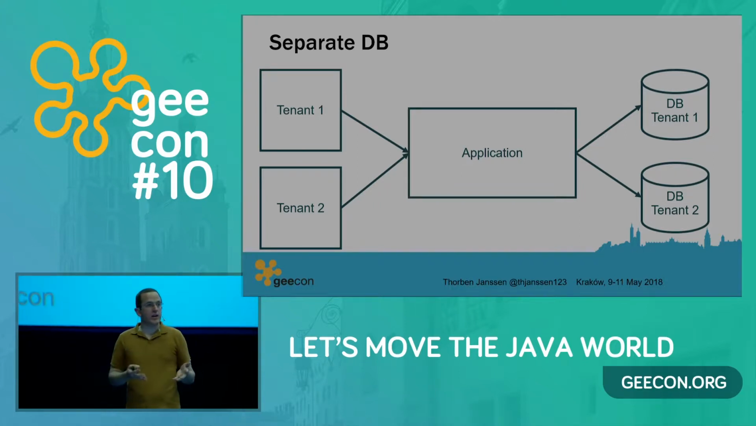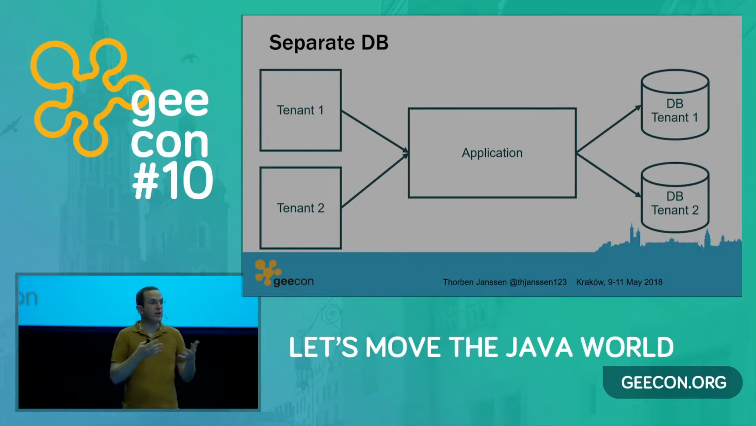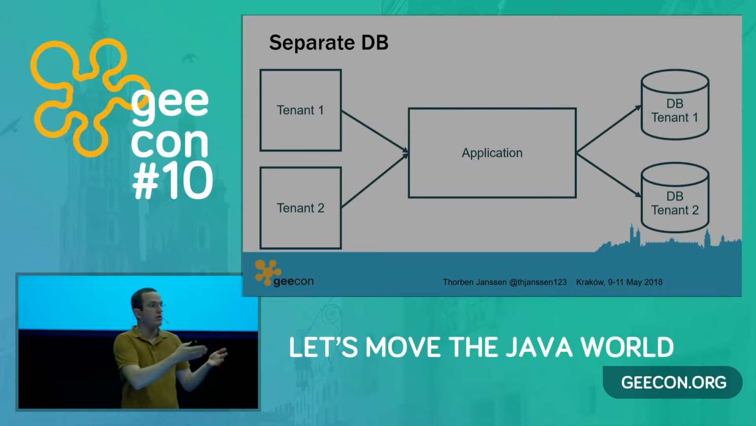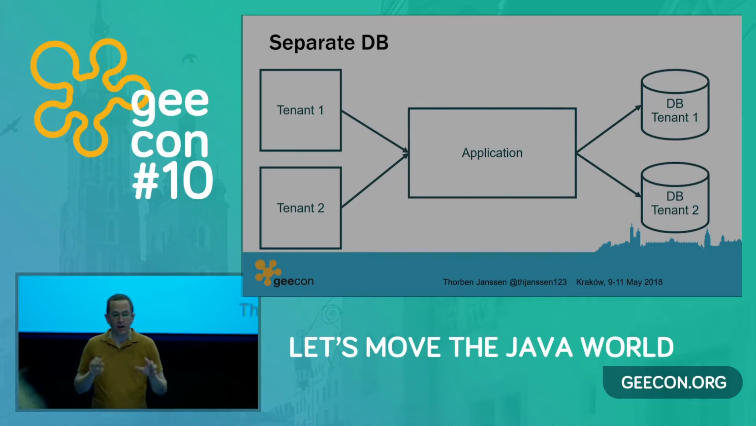So with separate database, we take a pretty simple approach and say, okay, each and every tenant gets its own database. So we have one big application, and then we connect to a specific database for the client, for the tenant that's currently logged in and executing one of our use cases. This can be handled on a connection basis, obviously.